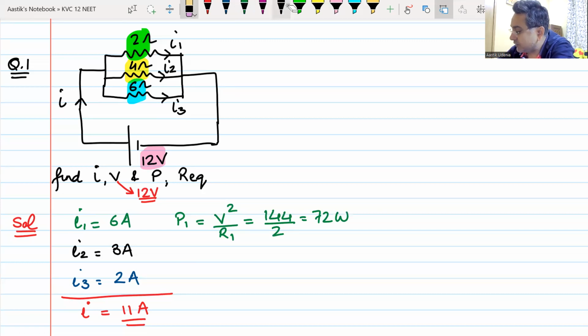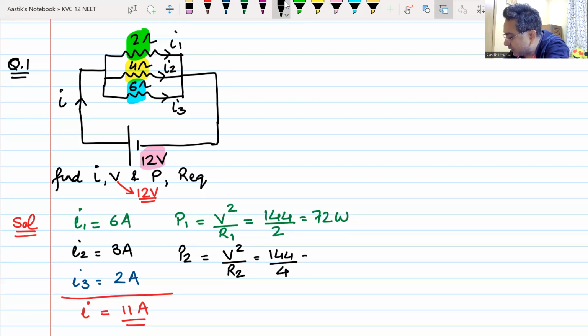Moving on to the power in the second resistor, P2. I can again write it as V square by R2. I am writing it as V square because V is same in all. That is the only reason. So it will be 144 divided by 4, and the answer will be 36 watt. As you can see, they are coming in the same ratio.